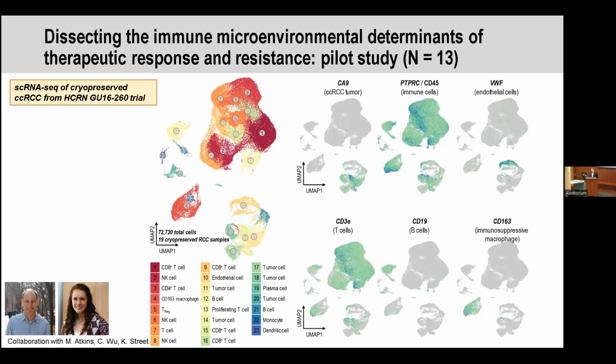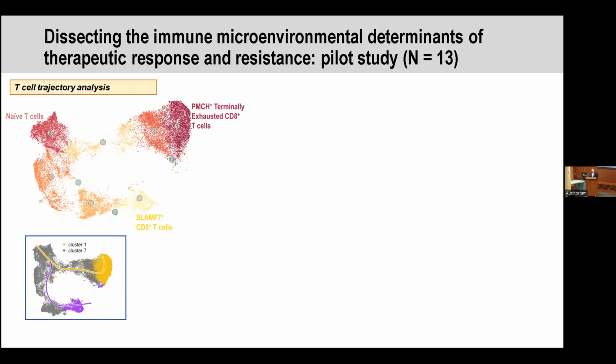And the short answer was yes, that we're able to get actually really good representation of both tumor cells, immune cells, and also stromal components. And actually, even with this small cohort of about 13 samples that were suitable for analysis after passing quality control, we can actually begin to see are there differences in immune microenvironment between responsive and resistant tumors.